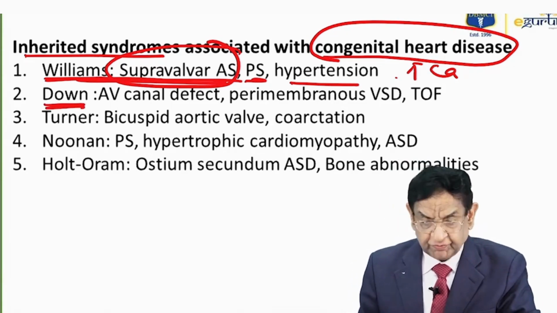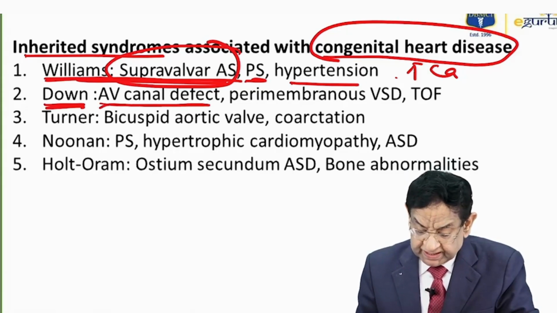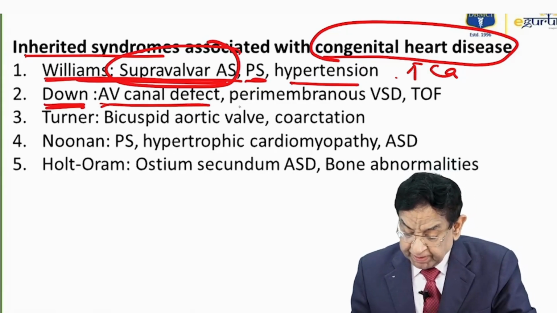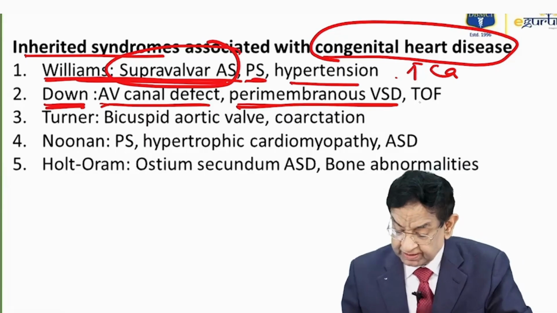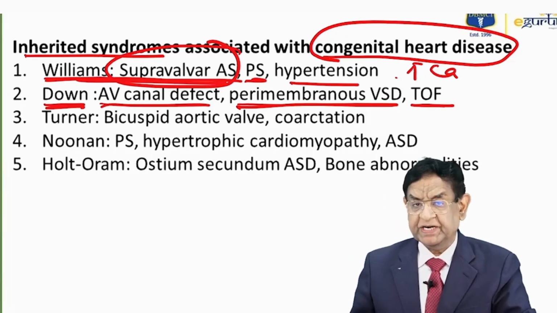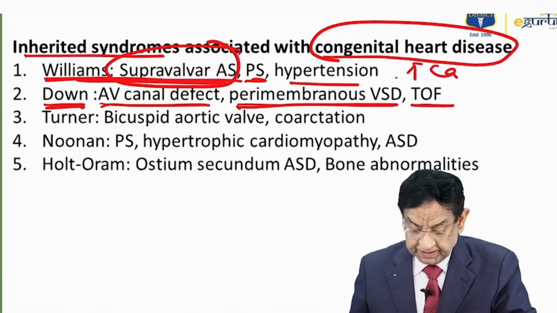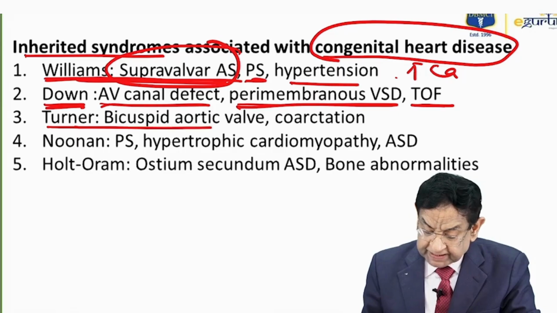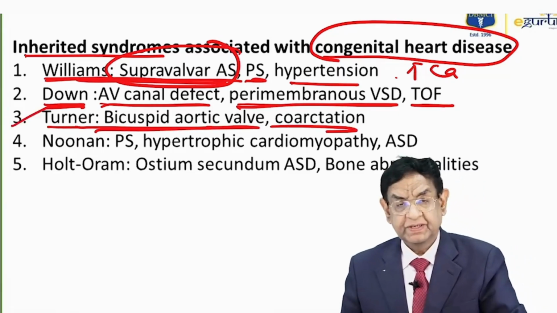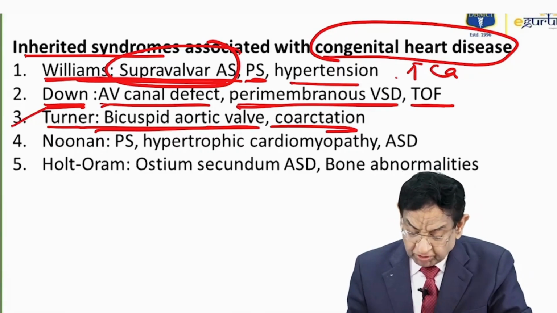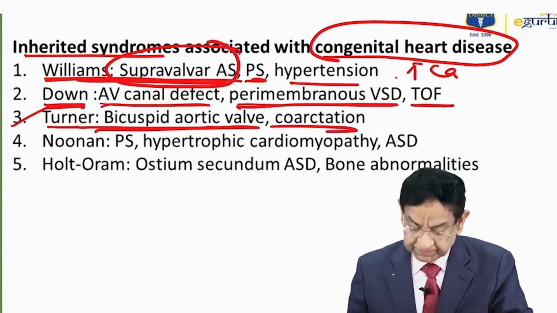Down syndrome, a very commonly asked question throughout the world: AV canal defect, perimembranous VSD. What is this? I'm going to discuss it a little later on. And the patient can even have tetralogy of Fallot. Okay. Turner: very commonly bicuspid aortic valve or coarctation. This is very, very important. In fact, bicuspid aortic valve is often associated with coarctation of aorta.